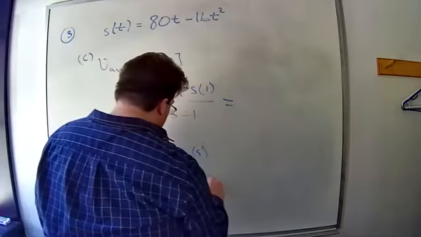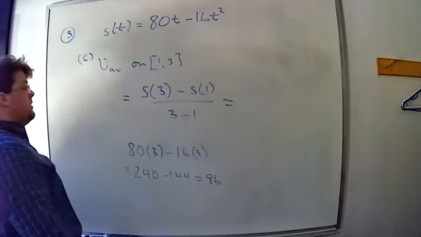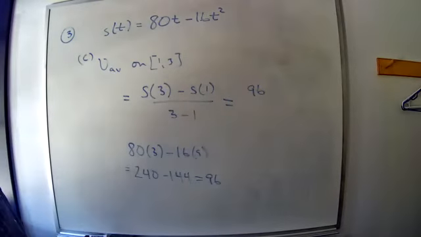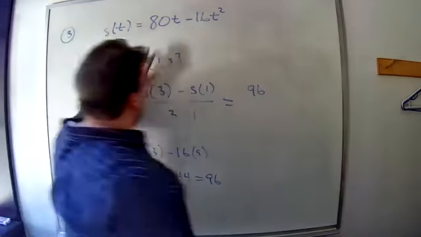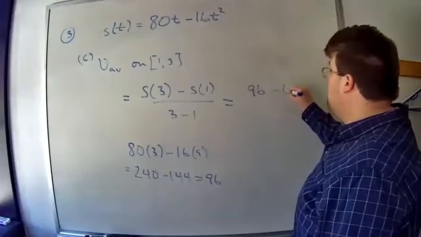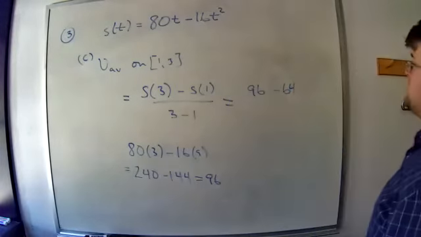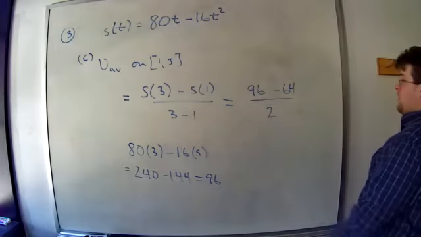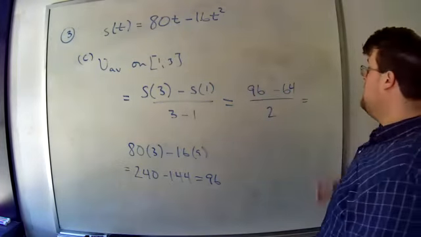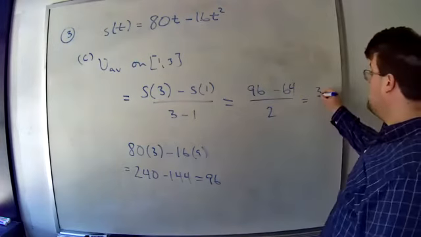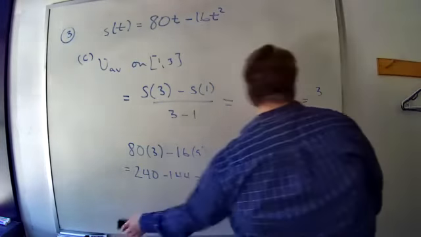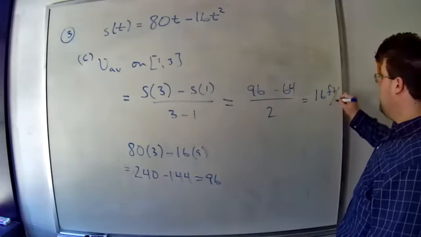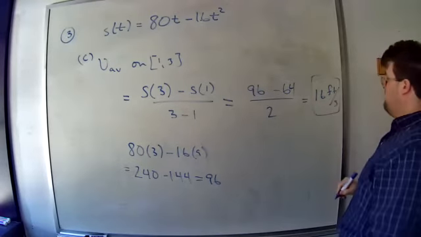So what do we get? 96, I guess. Position at 3, 96. What's the position at 1? Position at 1, 80 minus 16, which is 64. Divided by 3 minus 1. 3 minus 1 is 2. The top makes 32. 32 divided by 2 is 16. And our units are feet and seconds here.